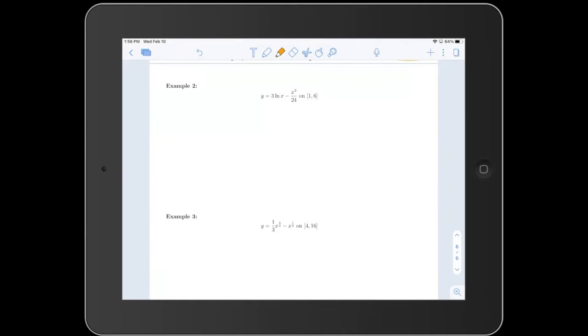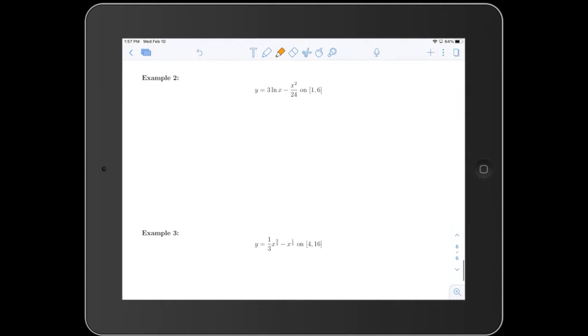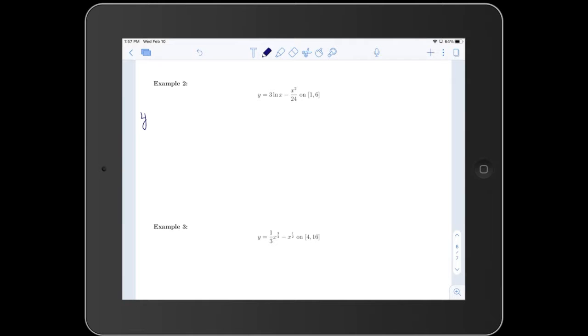Okay, let's see. Next problem. I have the function y = 3 natural log of x minus x² over 24. I'm just going to stick with my strategy. Okay, do all of these steps one at a time. First thing first, I'm going to compute y prime. So y prime is then what? The derivative of natural log of x is 1 over x. So 3 over x minus, this one would be x over 12. Okay, that's my y prime.